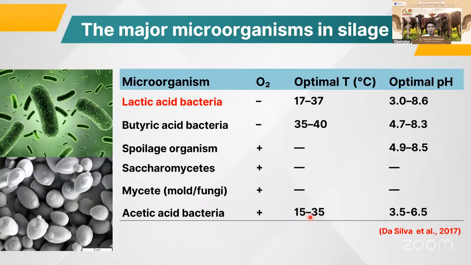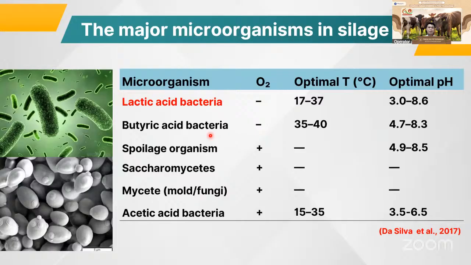So when we talk about the silage process, microorganisms are the main actors that can produce the high quality we expect. Several microorganisms occur in the silage process, like lactic acid bacteria and butyric acid bacteria. Those species do not require oxygen. The optimum temperature should be around 17 to 37, and the optimum pH should be 3 to 8.